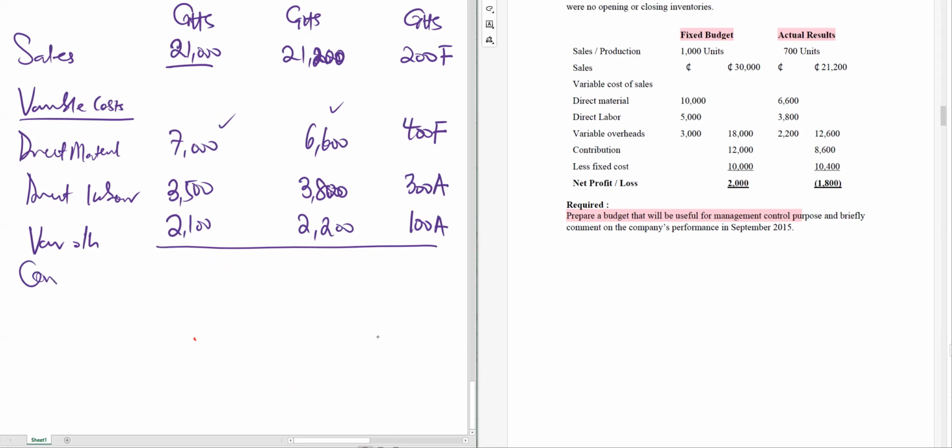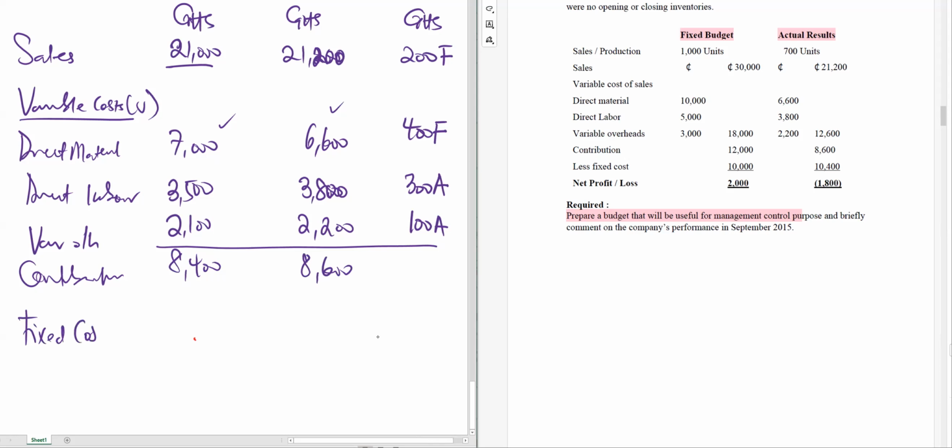So you end up with your contribution, because sales minus all variable costs should give us contribution. It will be 8,400 for the flex. Then the actual 8,600. Now we less our fixed costs, right?